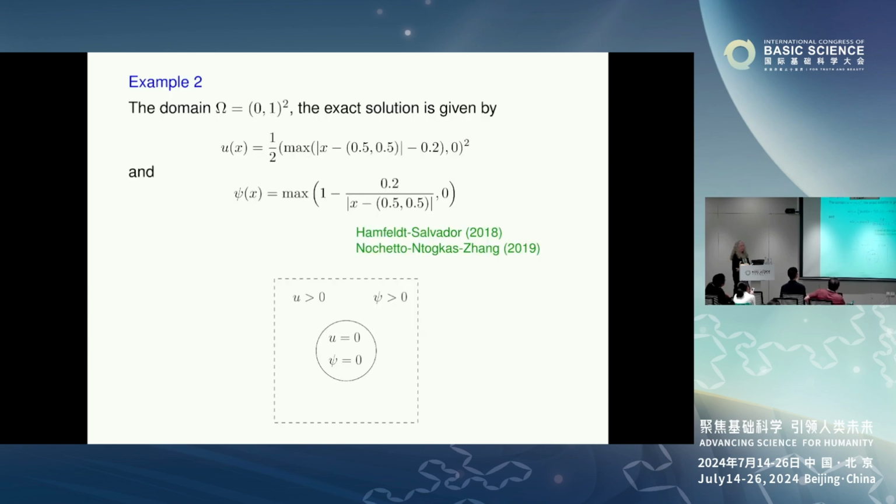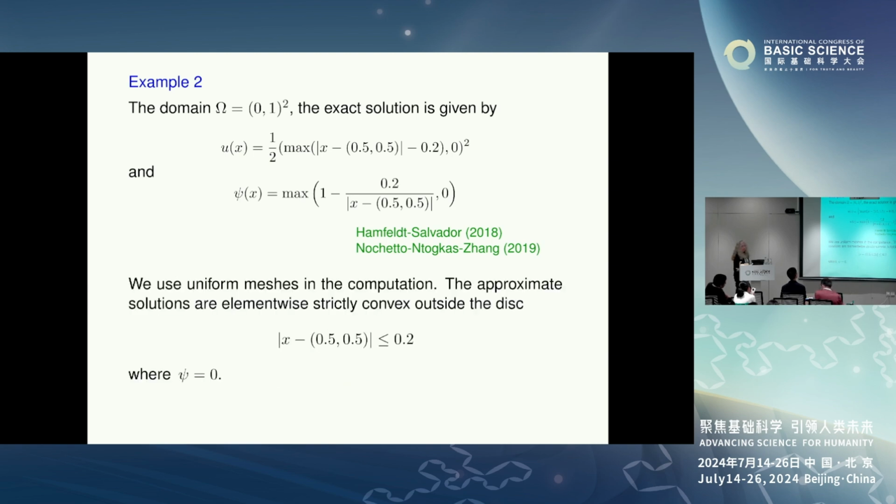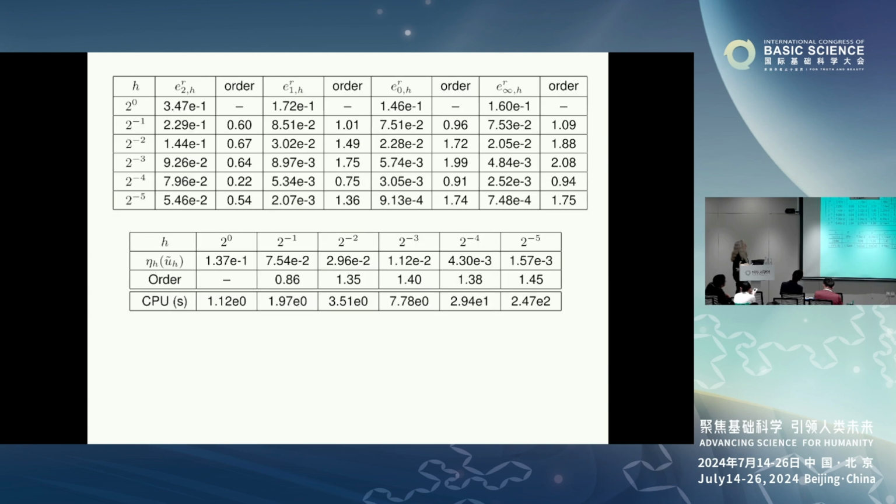In the second example, we have a piecewise smooth C1 generalized solution. So we use uniform meshes in the computation, and we check the approximate solutions are element-wise strictly convex outside this disk. So here are the relative errors, the error estimator, and the computational times. In less than 8 seconds, we have a very good approximate solution.